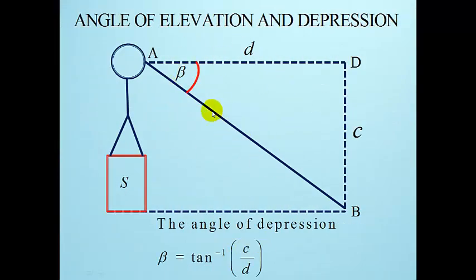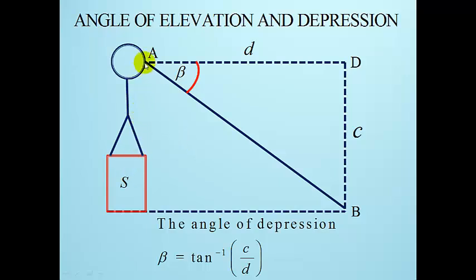Now, considering the diagram as shown, assuming you are standing on the block S and you are looking at an object at point B. In this case, the object you are looking at is below your eye level. The angle between the line drawn from your eye to the object you are looking at and the horizontal to your eye is what we call the angle of depression. So for the angle of depression, you look at objects below your eye level. But for the angle of elevation, it means you are looking at an object above your level.